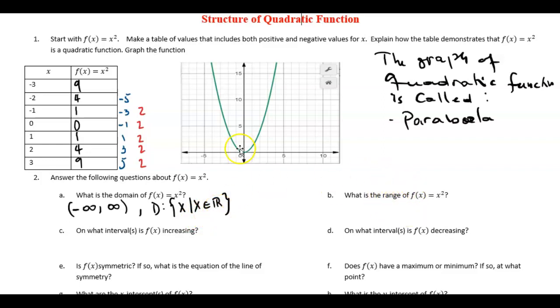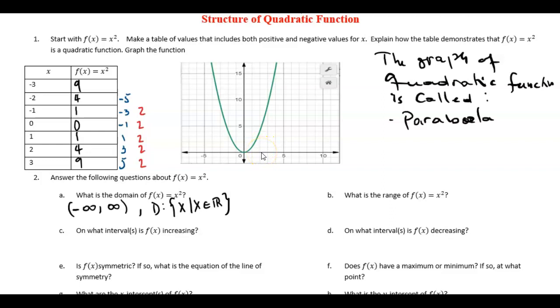Now, what is the range? Again, the range is on your y-axis. If you look at the graph right here, that is the lowest point on that graph. After this point, there is no green below zero. So that means the graph stopped right here, but it continues up. If you go on Desmos, you can see the graph continue up all the way up. So now we can see the range starts from zero all the way to infinity.